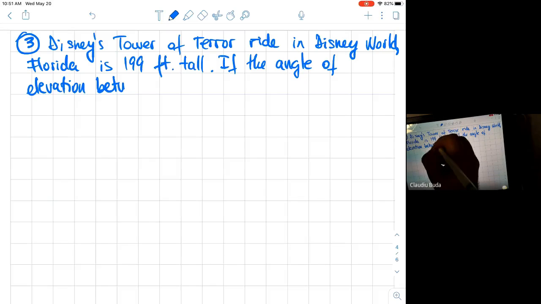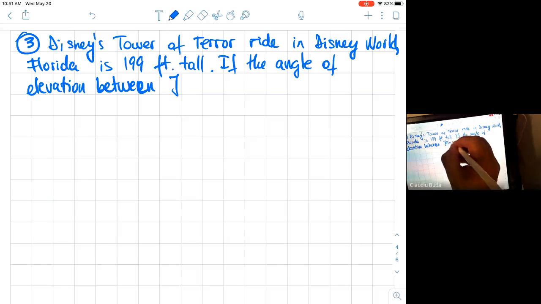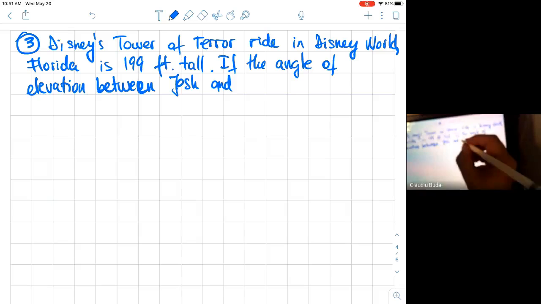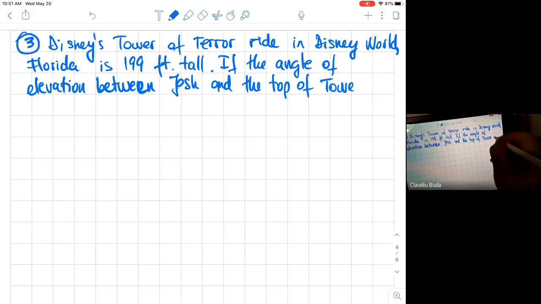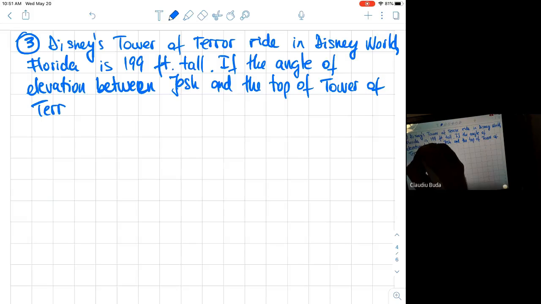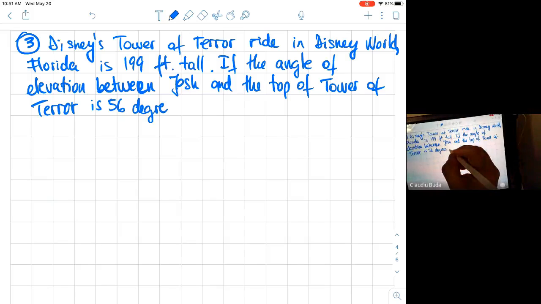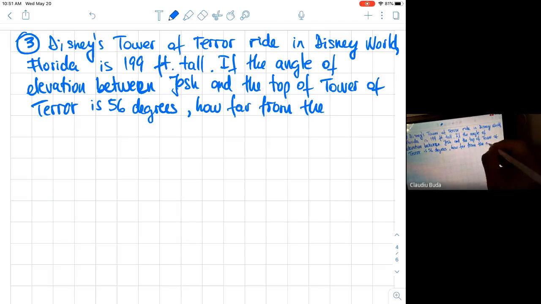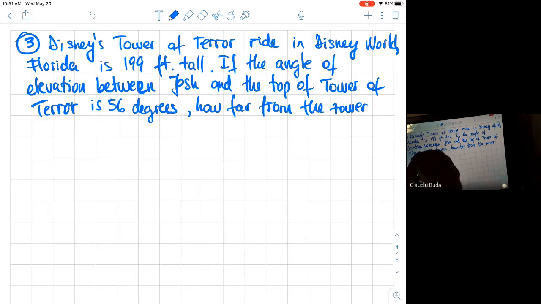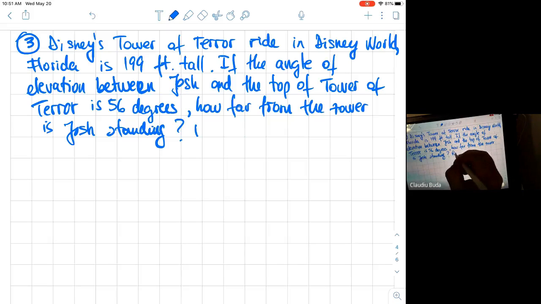between Josh and the top of the Tower of Terror is 56 degrees, how far from the tower is Josh standing? And we say round to the nearest foot.